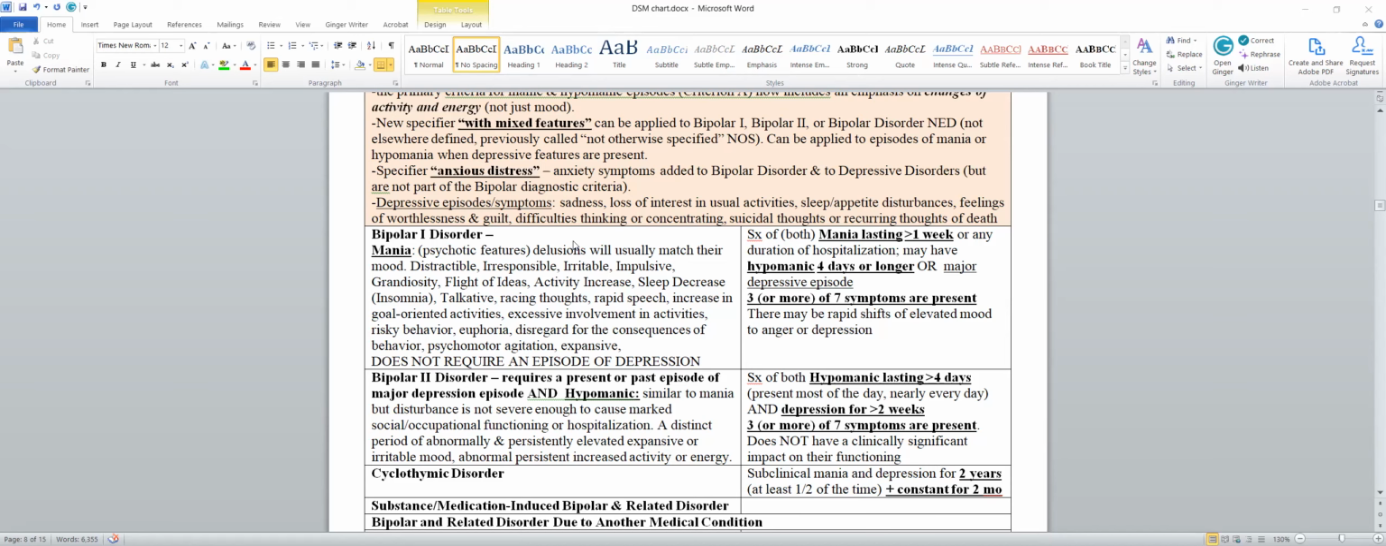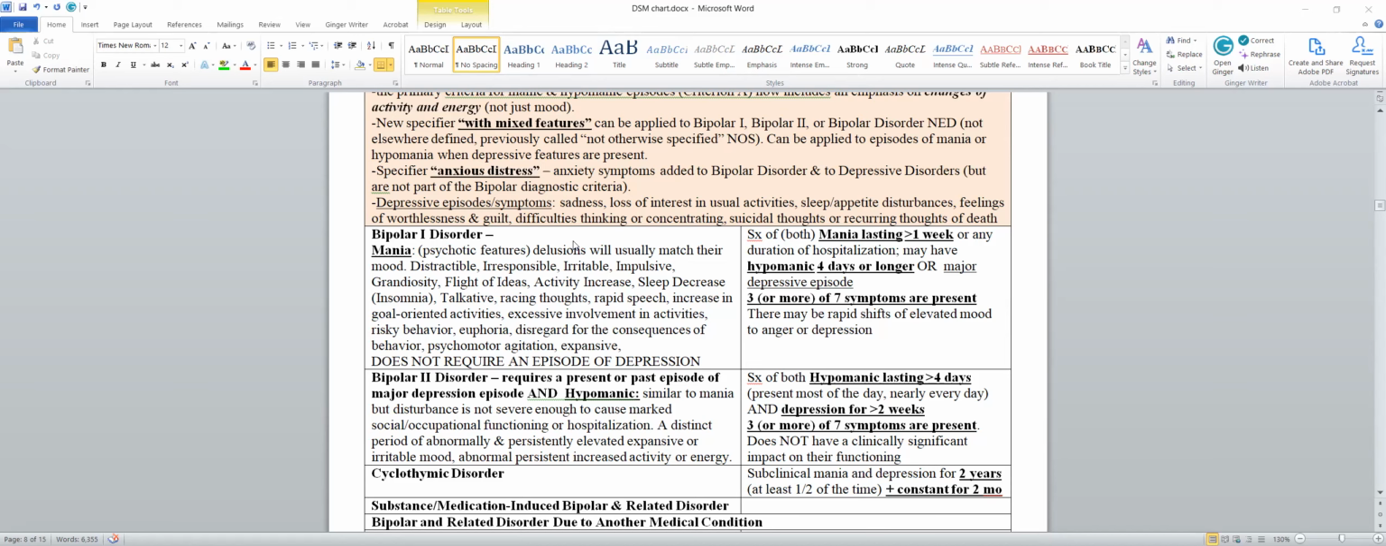The symptoms to diagnose bipolar 1: symptoms of mania lasting at least 1 week or any duration of hospitalization, may have hypomanic 4 days or longer, or a major depressive episode. 3 or more of the 7 symptoms are present, and I had just listed those under the mania section. There may be rapid shifts of elevated mood to anger or depression.